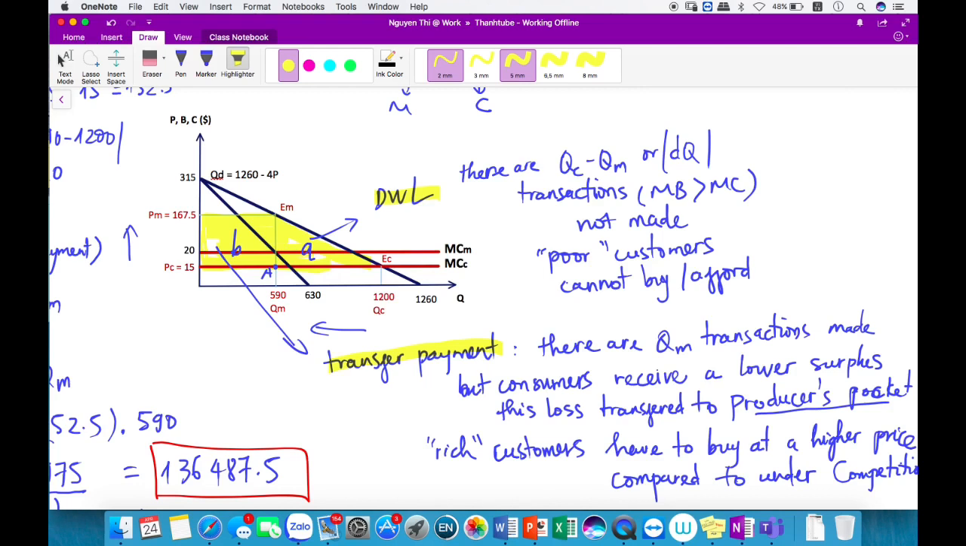So from this question, I hope that you can understand and distinguish between the loss of consumer surplus, the deadweight loss, and the transfer payment.